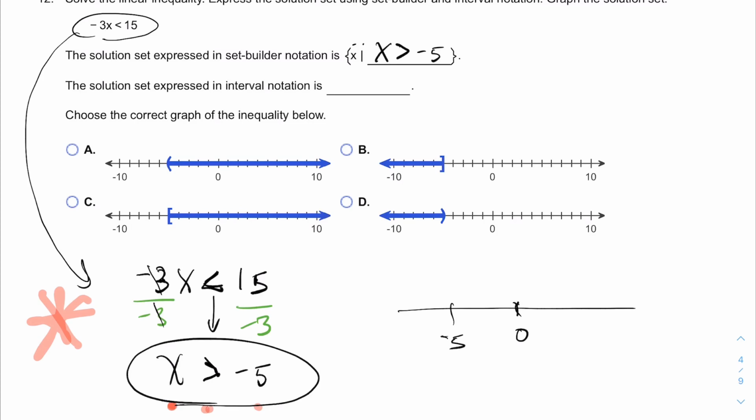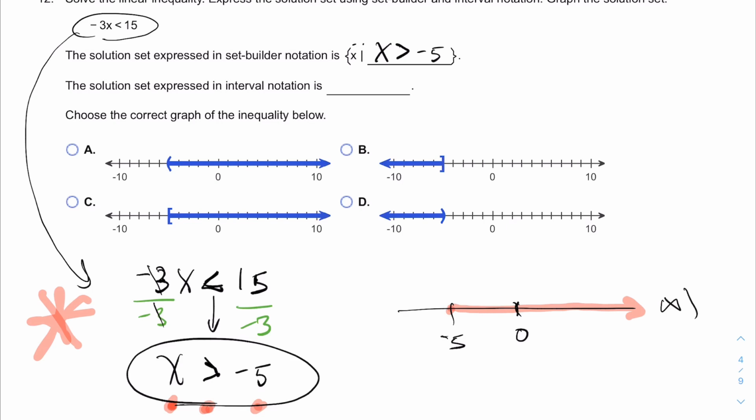So let's do this. Shade the x values that are greater than negative 5. Is greater than left or right? Well, things that are greater than are to the right on the number line. So we must shade all the way to the right. And of course, if you're going forever, that's got to be positive infinity.